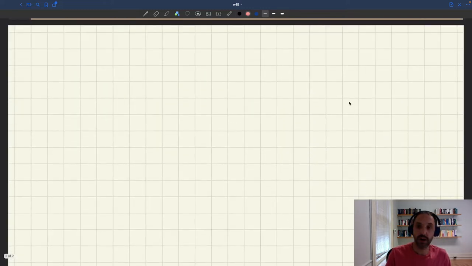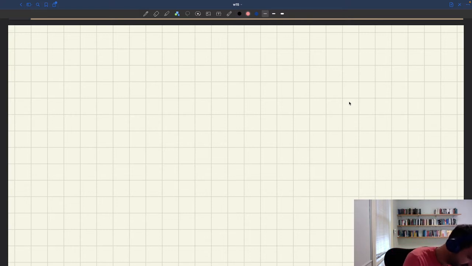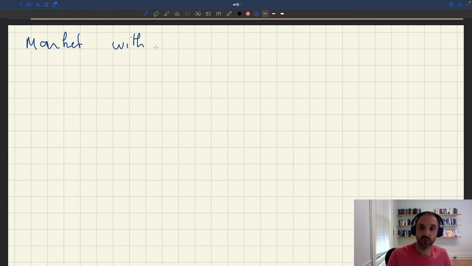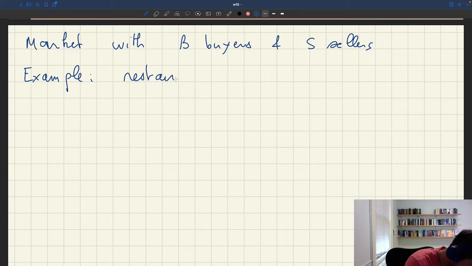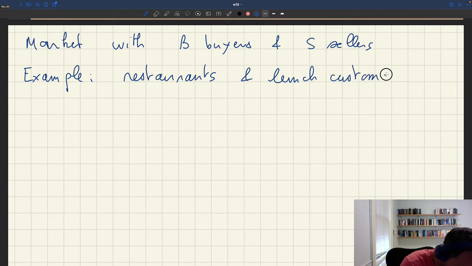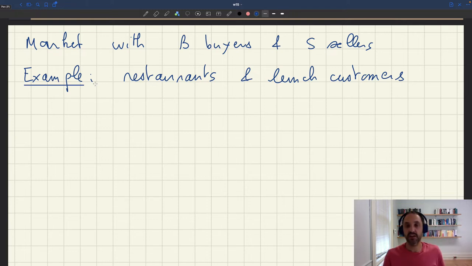What is the setup? So we have a market, and we'll assume that we'll have B buyers and S sellers. And so just to make it more concrete, when we make the derivation, let's think about the restaurant market. Restaurants and lunch customers. So here's the idea: you have a bunch of restaurants, and so the restaurants are, of course, the sellers.